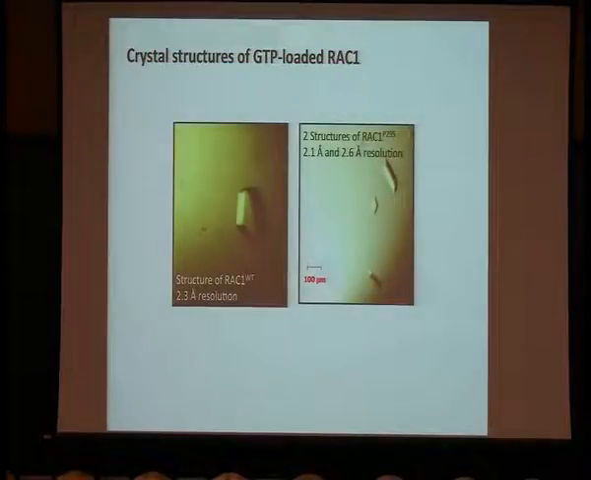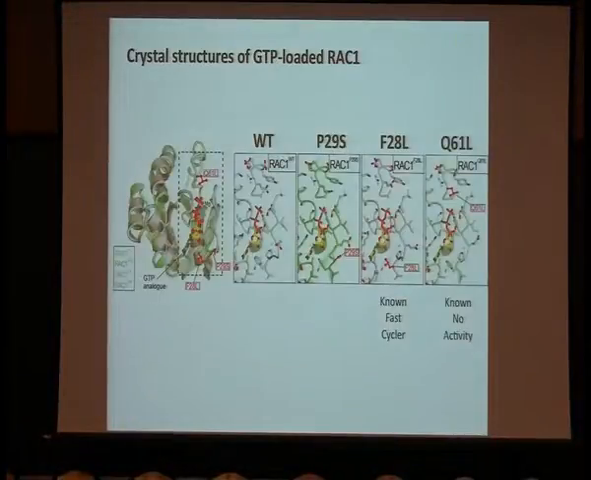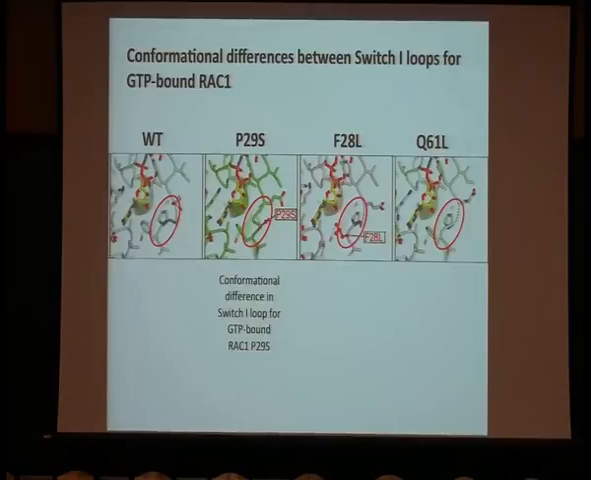So we solved crystal structures of a bunch of different RAC mutants: for wild type, for the proline 29S mutation, for a phenylalanine 28 to leucine mutation, which is a known fast cycler, and for the Q61L mutation, which is one of these mutations that has no activity. The upshot from the crystal structures is that the proline 29S has an altered switch 1 conformation compared to wild type, F28L and Q61L, and this is actually quite different to most structures of Rho family GTPases.